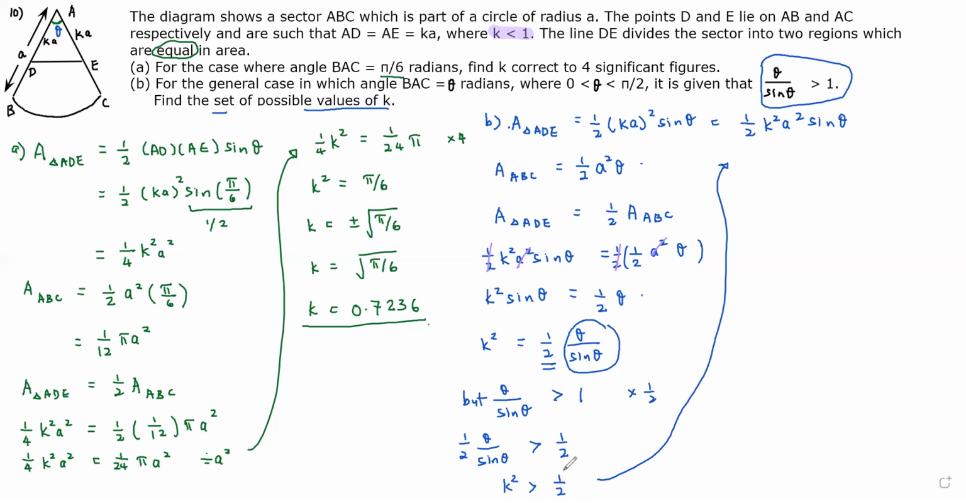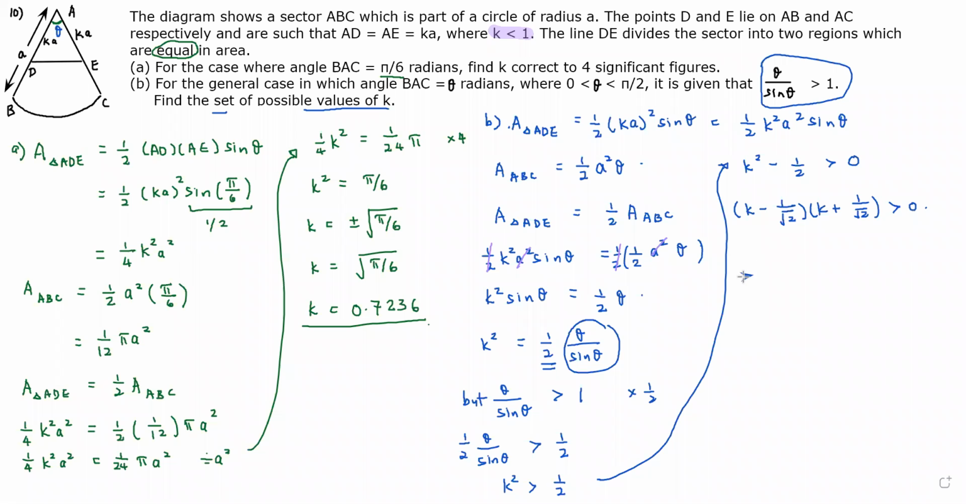K squared greater than 1/2, we can move the 1/2 over. Then k squared minus 1 over 2 is greater than 0. This can form a difference of squares. 1 over 2 is the square of 1 over square root 2. You can factor this to be k minus 1 over root 2 and k plus 1 over root 2. You can either use a sign diagram. It gets old after a while using the sign diagram.